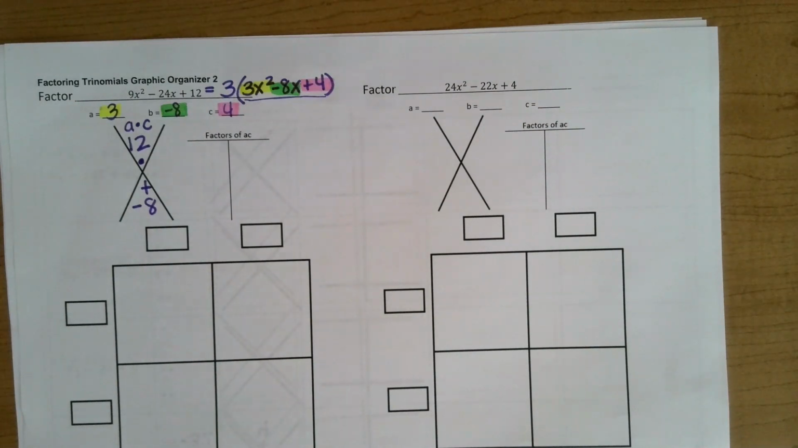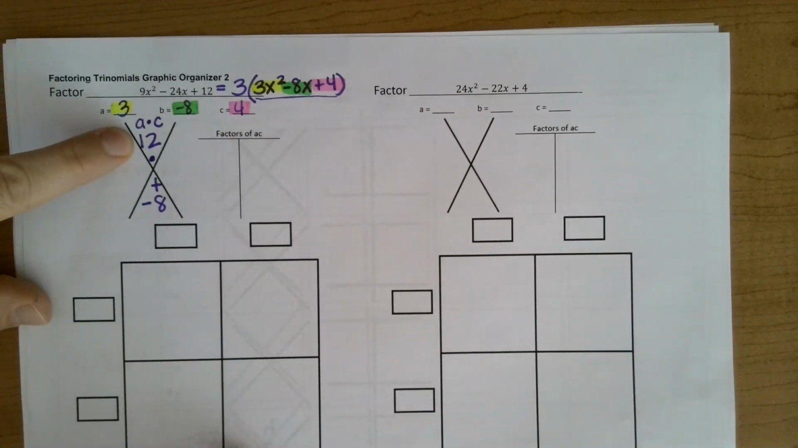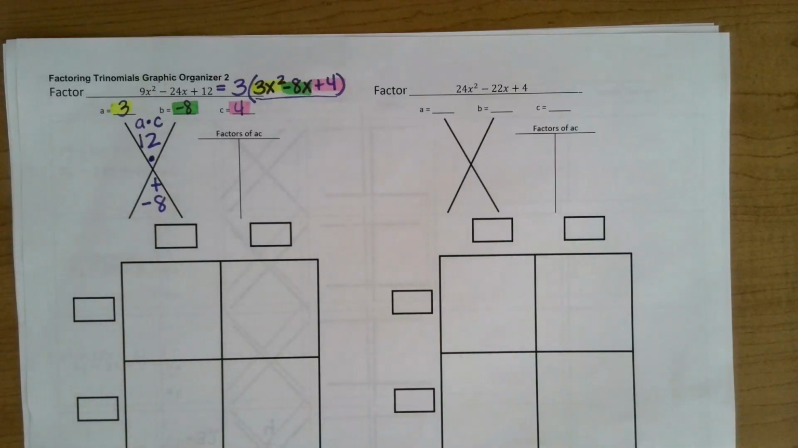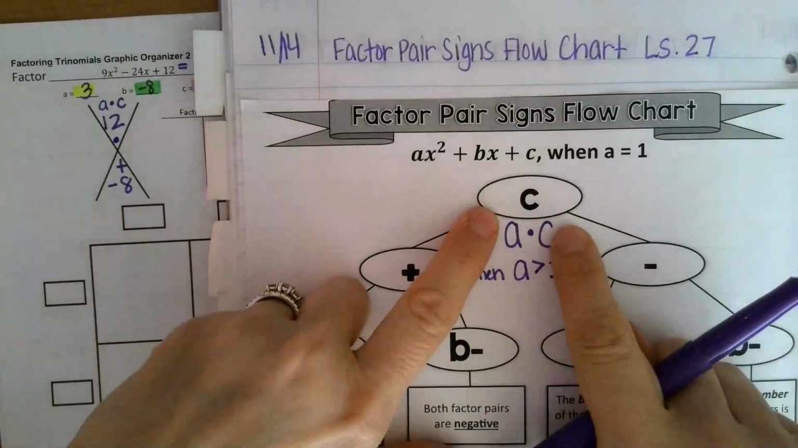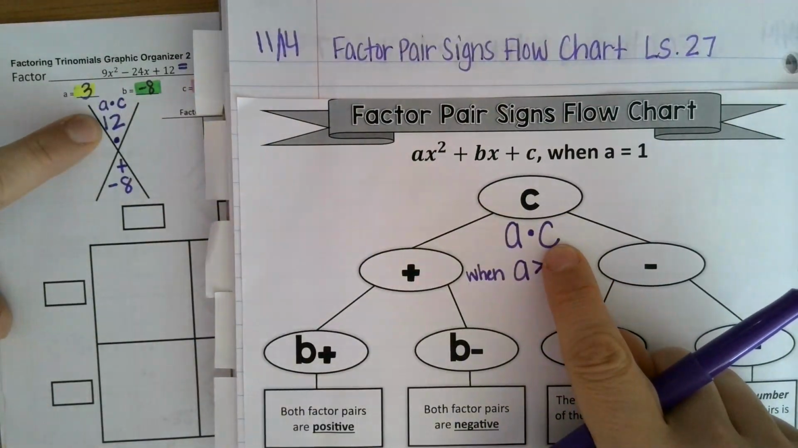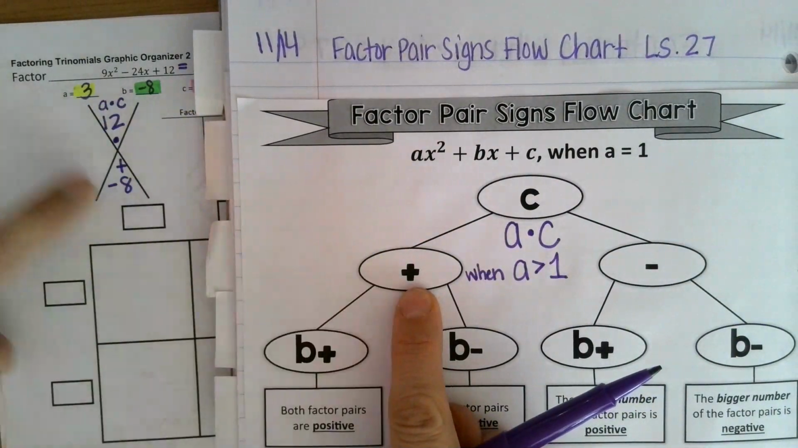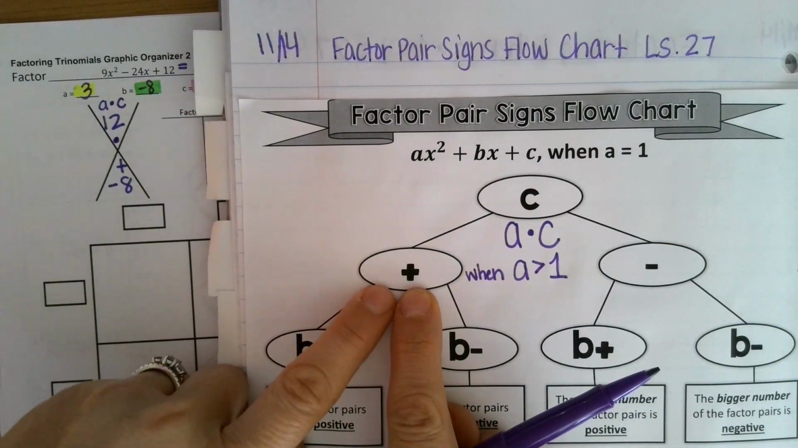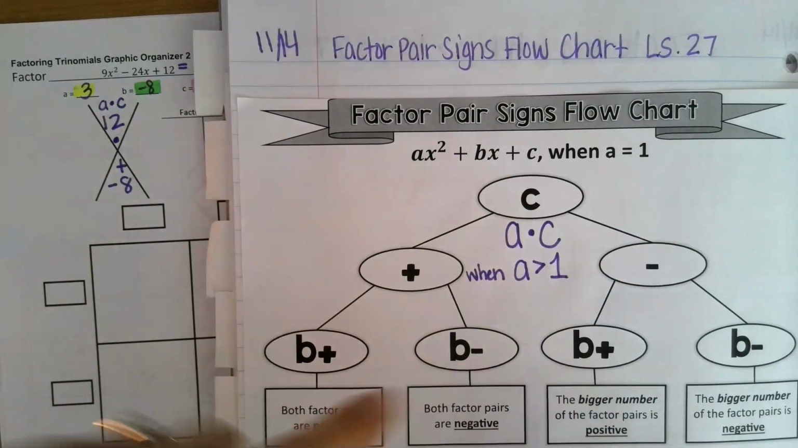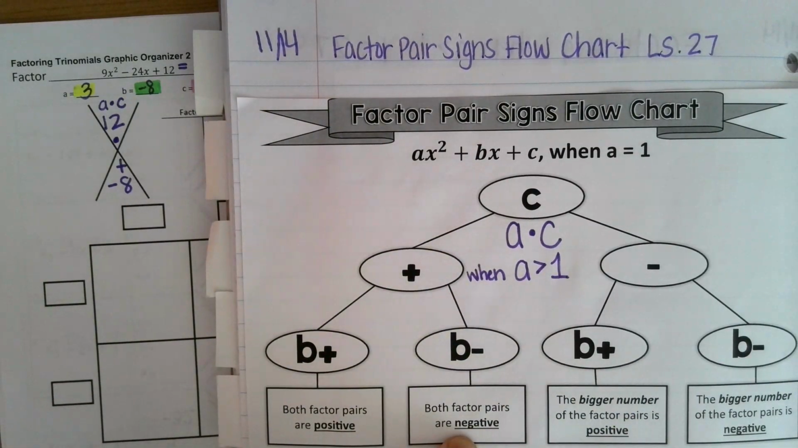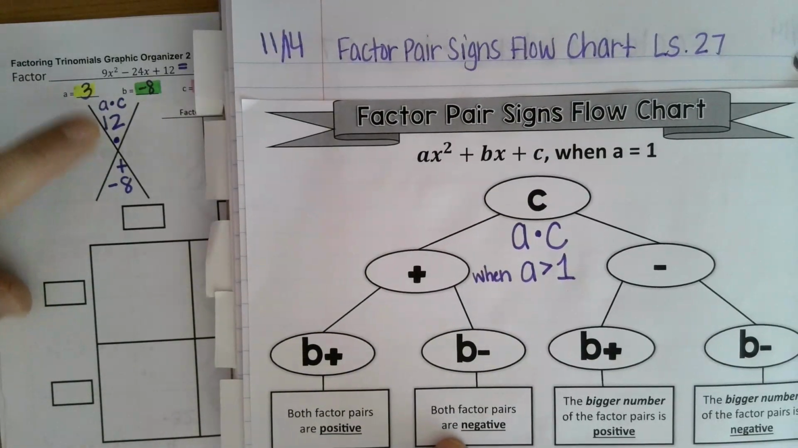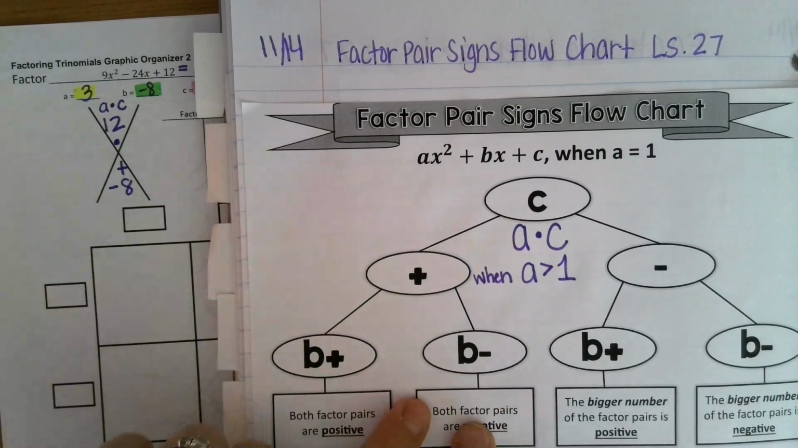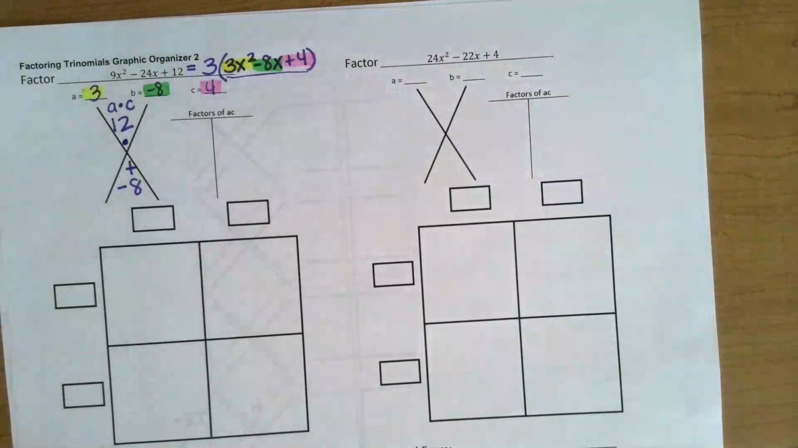Okay, so when we're listing our factors, this is where that flow chart comes in handy. So we know they need to multiply to a positive and add to a negative. So if we go back to the flow chart, first we're looking at C or A times C. So our C value is positive 12, so I go to this positive. Then I look down here, my B value is negative 8, so I would go to B is negative. And that tells us that both factor pairs are negative, because a negative times a negative is going to give us a positive, and a negative plus a negative will add up to a negative. So this is why this flowchart helps you figure out your sign. So we know both numbers need to be negative.